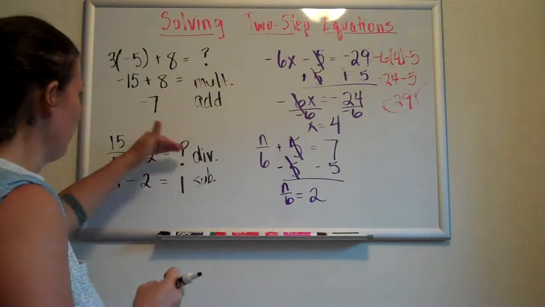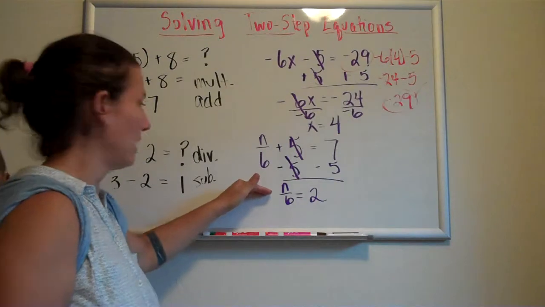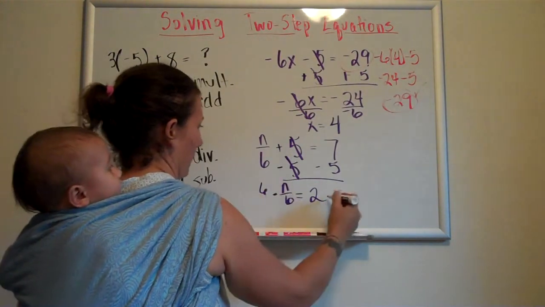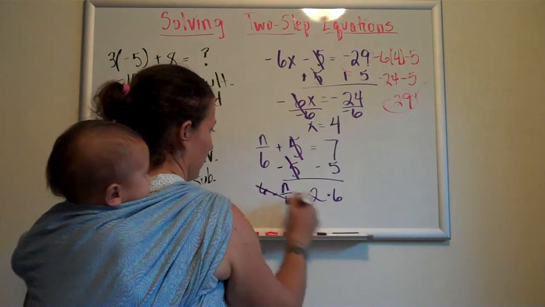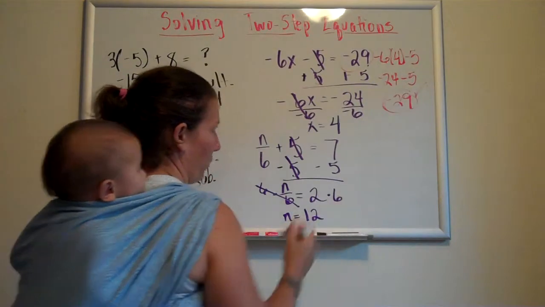To undo my first step, which was division over here, that'll be my last step here. To undo division, instead of divide by 6, I multiply both sides by 6. So here they cancel, and n equals 12.